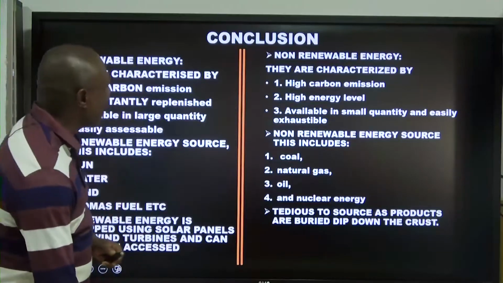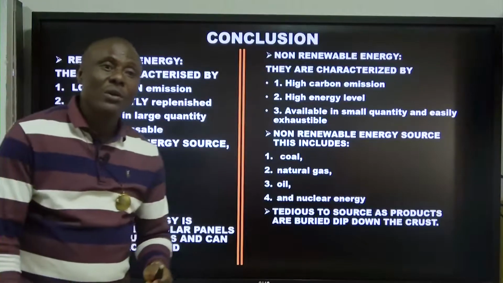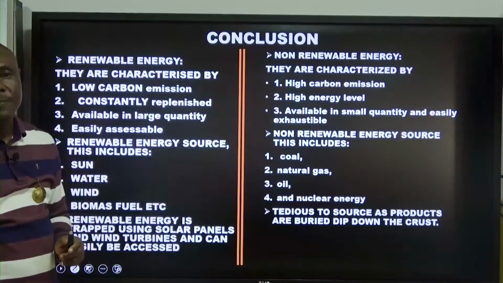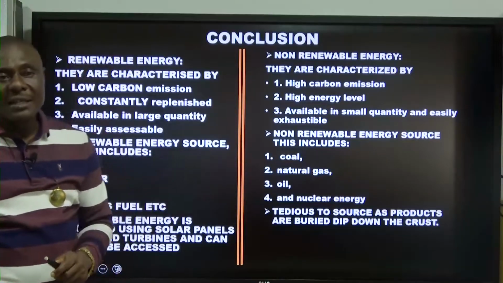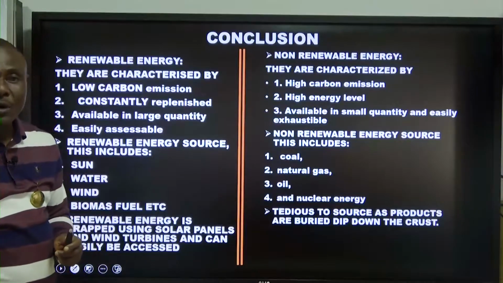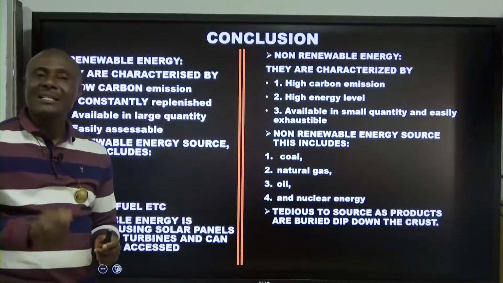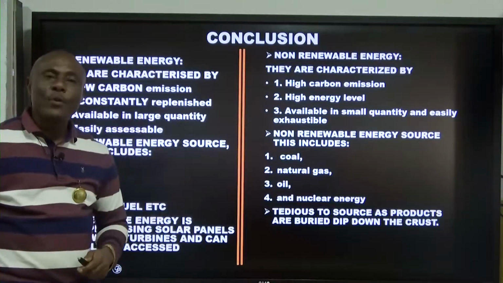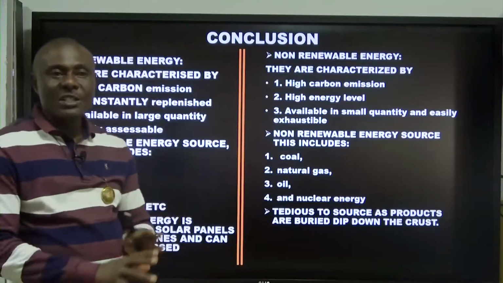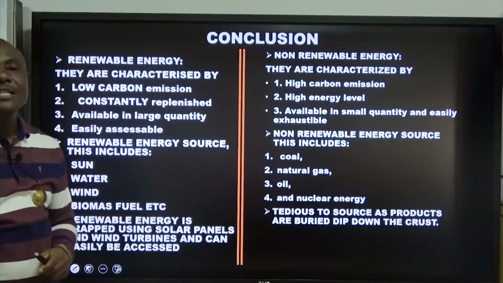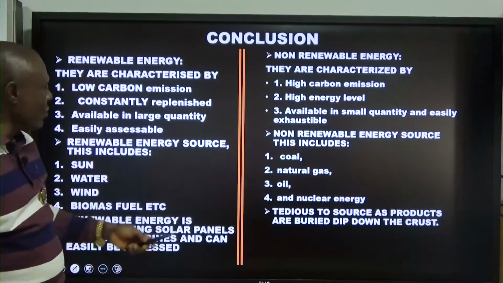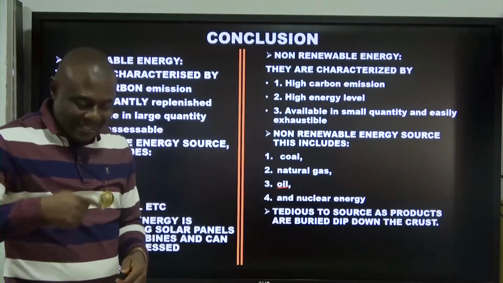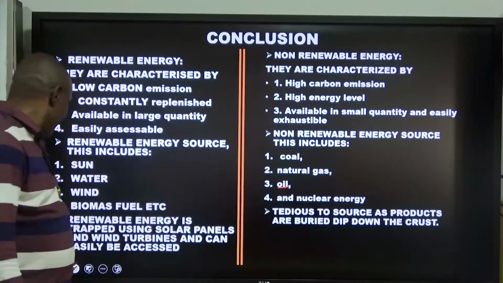But non-renewable energy, the other way around, is characterized by high carbon emission, and they have a high level of energy. This makes the difference between renewable and non-renewable energy. It means carbon is responsible for the quantity of energy that is released. Thus, they are available in small quantity and they are easily exhausted. They are not easily renewed. Non-renewable energy is sourced from coal, natural gas, oil and nuclear energy. So they are tedious to access because it takes a longer period of time to build. This we have been able to see.